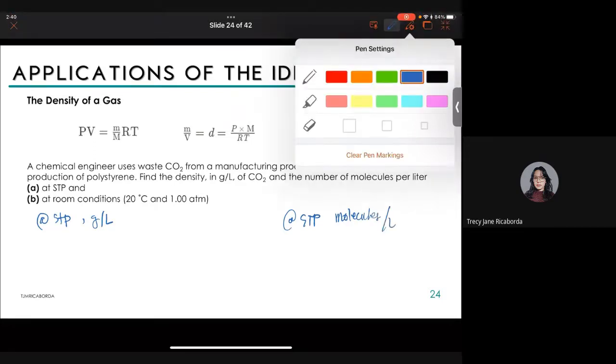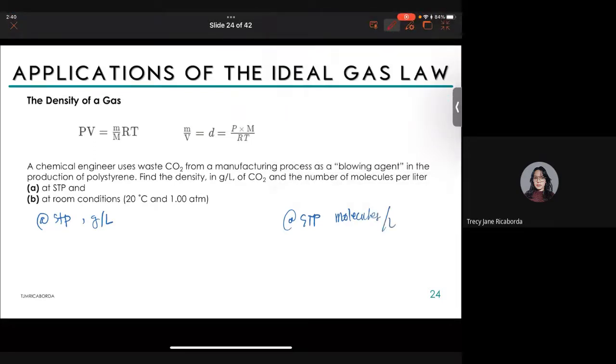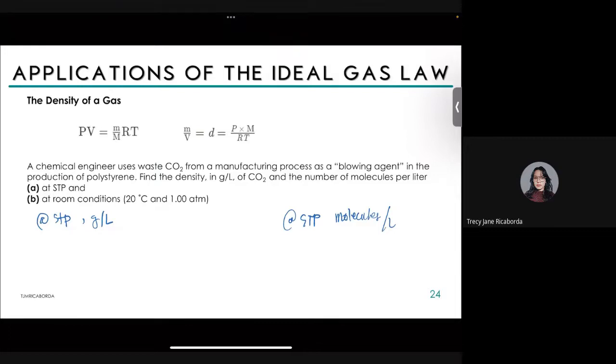Let me go back to the red pen. Red. There we go. Okay, so I'm gonna show you how to solve for these required quantities for letter A. For the conditions on letter B, you can just do it on your own. Now, STP is 0 degrees Celsius and 1 atm, right? This is equal to 273.15 Kelvin.